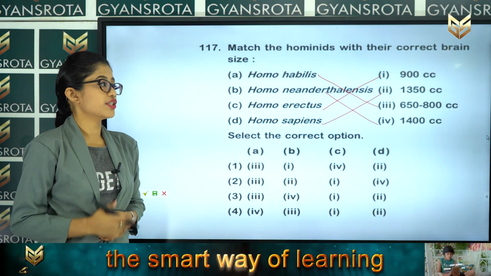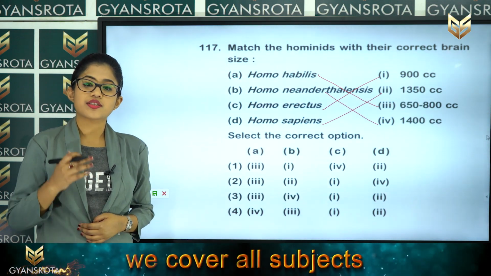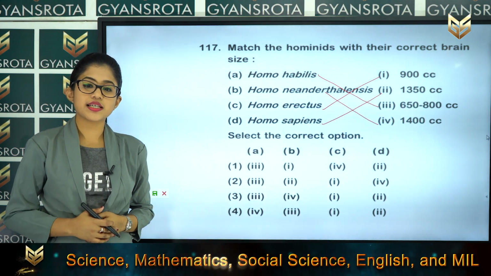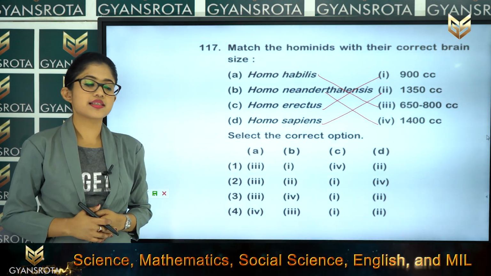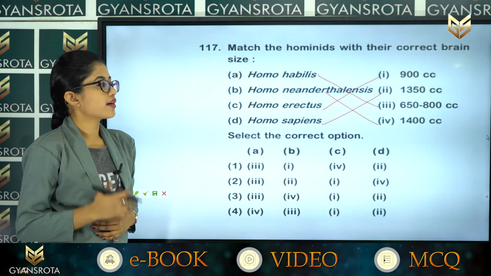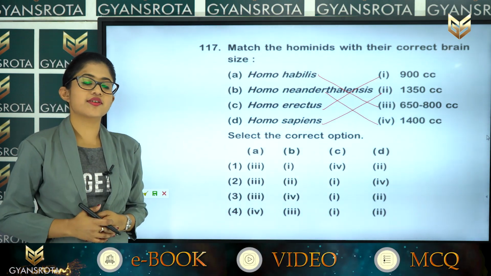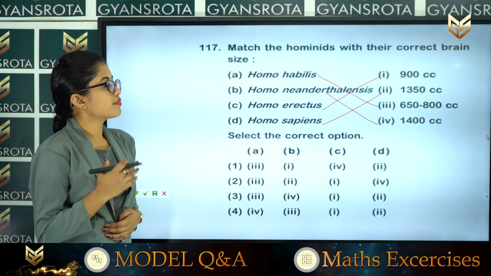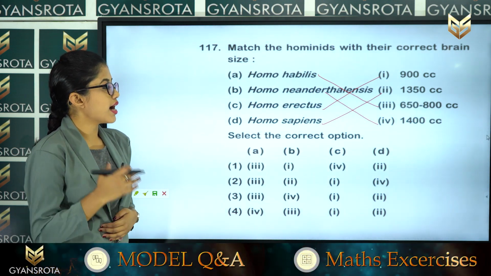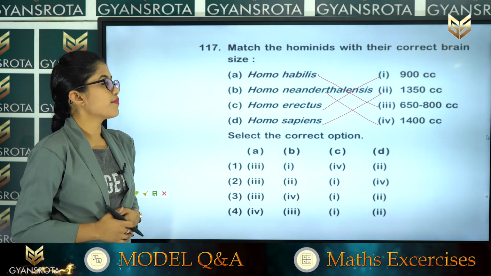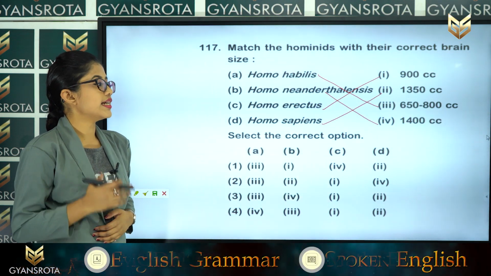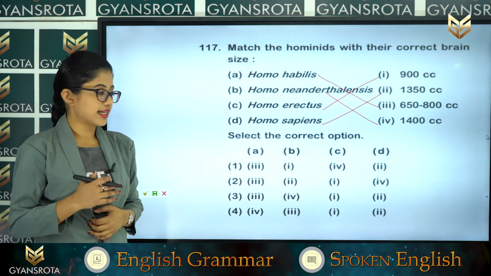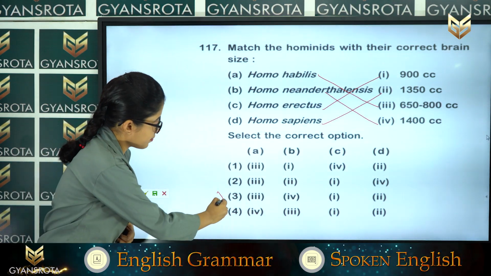Homo habilis has a cranial capacity of 650 to 800, then Homo neanderthalensis has a cranial capacity of 1400, then Homo erectus has 900 cranial capacity, and Homo sapiens 1350 cranial capacity. So which among them is the correct option? That is option number 3.